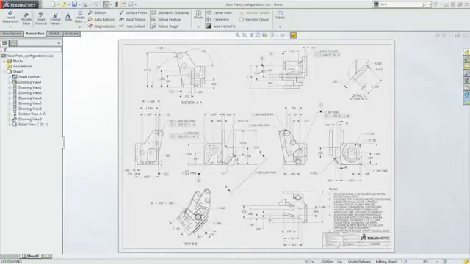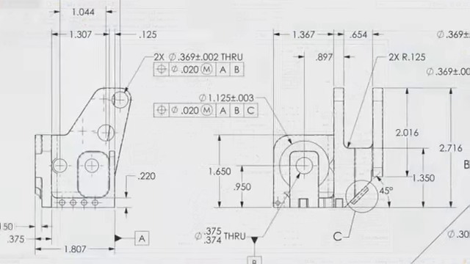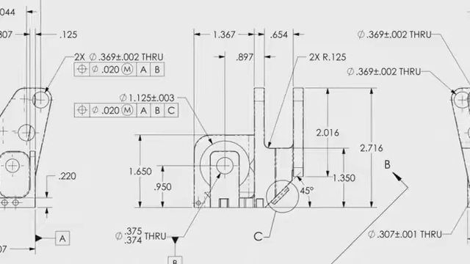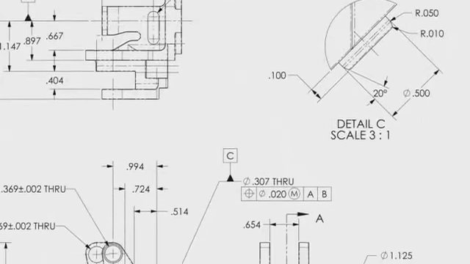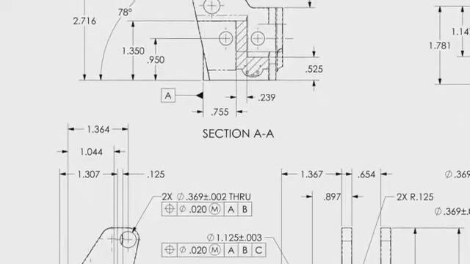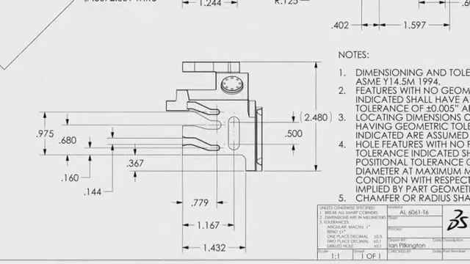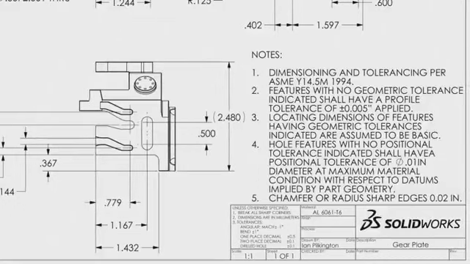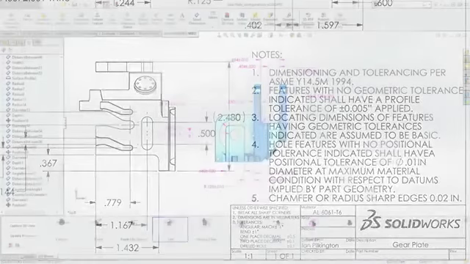Thousands of companies rely on the industry-leading capabilities in SOLIDWORKS to create accurate 2D drawings to convey product manufacturing information such as dimensions, tolerances, notes, and surface finishes. However, these 2D drawings can be expensive and time-consuming to create and maintain and are prone to interpretation errors.